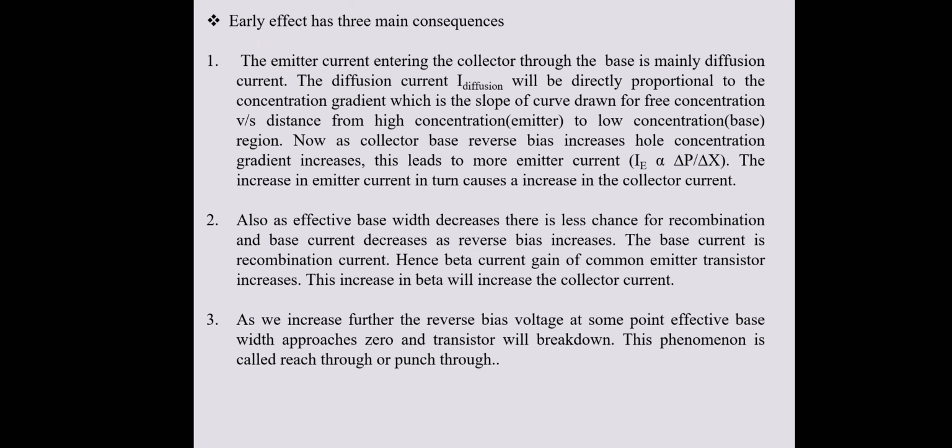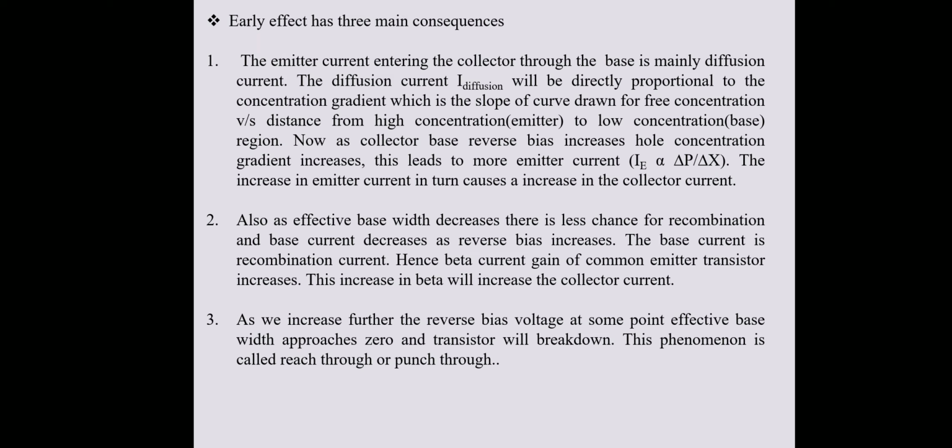Now as the collector base reverse bias increases, the concentration gradient increases. This leads to more emitter current. The increase in emitter current in turn causes an increase in the collector current. That means if the reverse voltage increases at the collector side, that will increase the concentration gradient. The emitter current is mainly due to this concentration gradient variation, so this current will increase. As the emitter current increases, the collector current also increases.